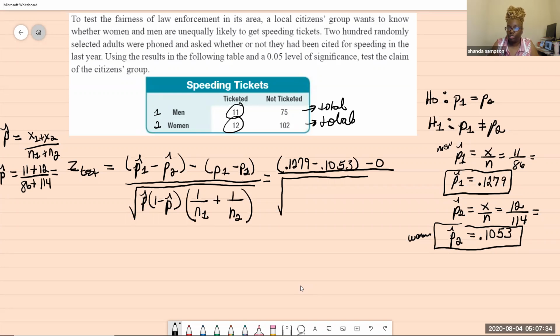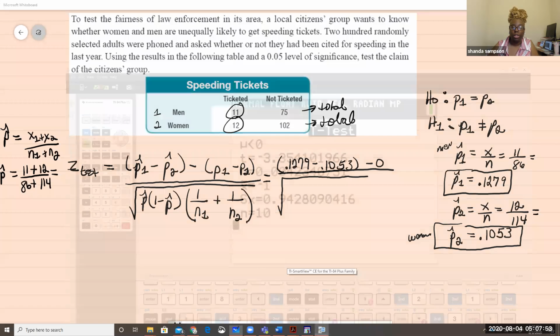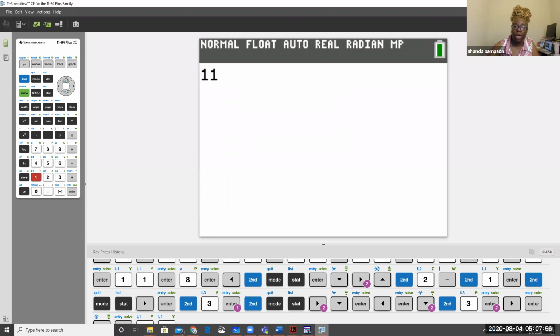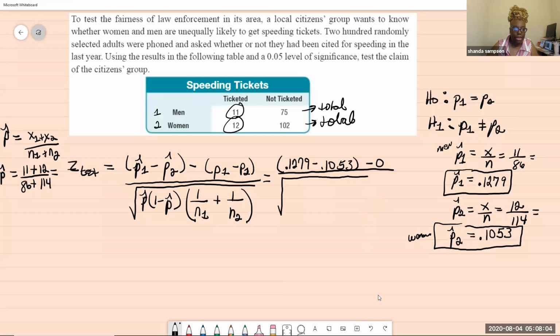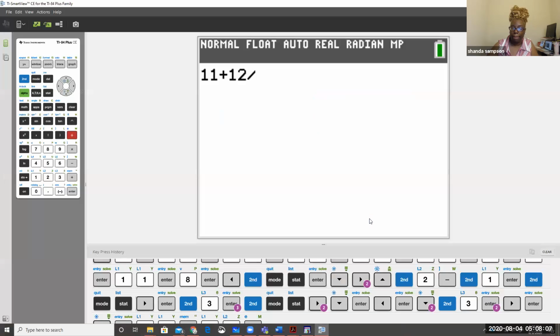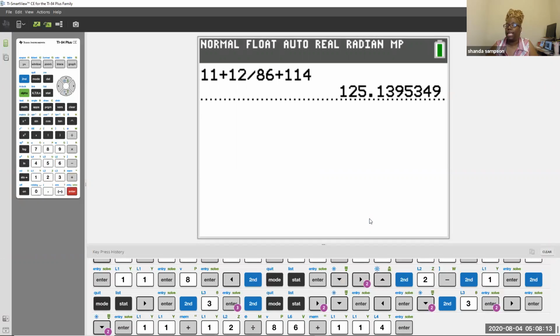Now, sometimes students try to put this in the calculator and you'll get it wrong. So you can finish it up. Just make sure that anything that's on top of a fraction, either you use the fraction button, which I showed you in one of my other videos, or you just use the parentheses. You have to do one or the other. But you're not going to go 11 plus 12 divided by 86 plus 114. This will give you the wrong answer every time.